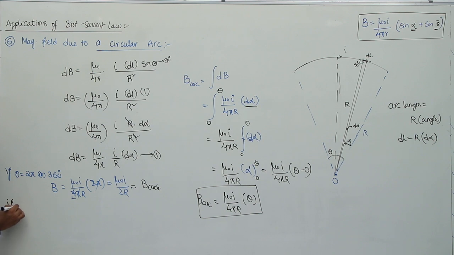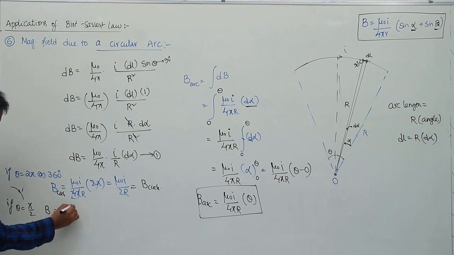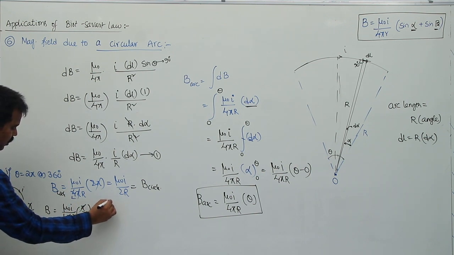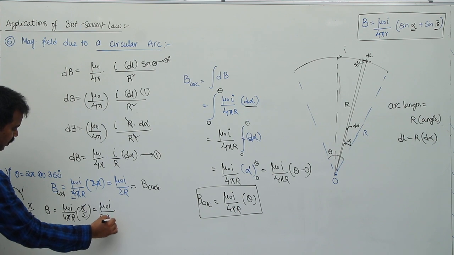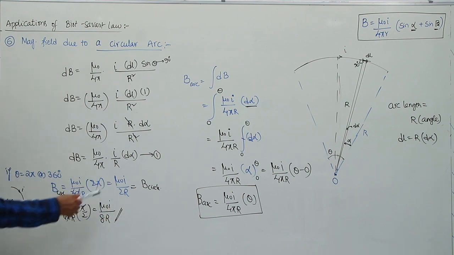Similarly, if theta is equal to 90 degrees, that is pi by 2, then B due to this, which is a quarter of a circle, because 90 means this arc will be like this, carrying current like this. So this will become mu naught I by 4 pi r into pi by 2, pi and pi get cancelled, mu naught I by 8r. This is 1/4 of the full circle's field.